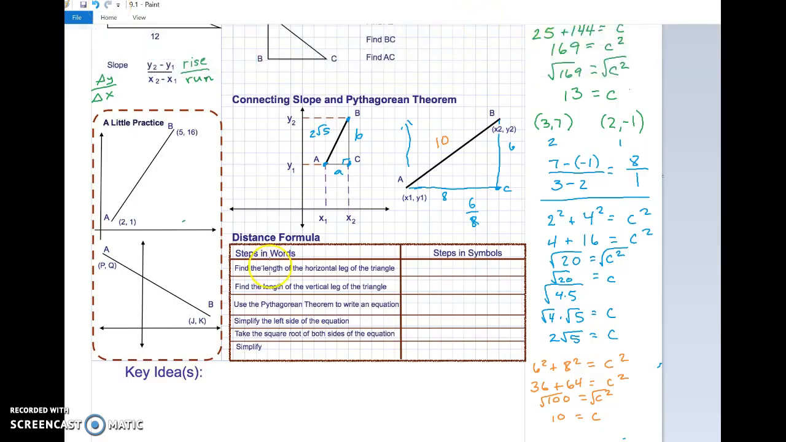First thing I want to do is find the length of the horizontal leg of the triangle. So the horizontal leg of the triangle is this one right here, A to C, right? And the way that I figure that out is by using x sub 2 minus x sub 1. That's going to give me the length of my horizontal leg, from here to here.